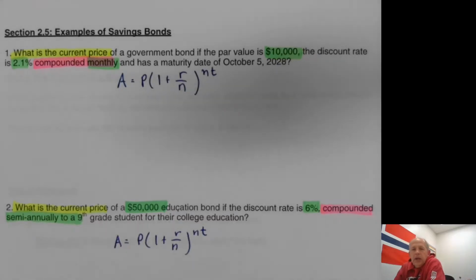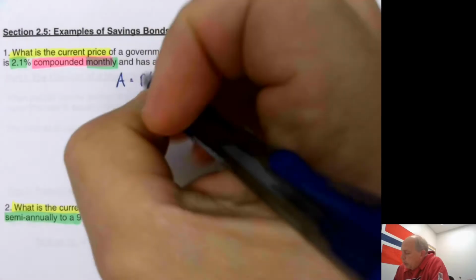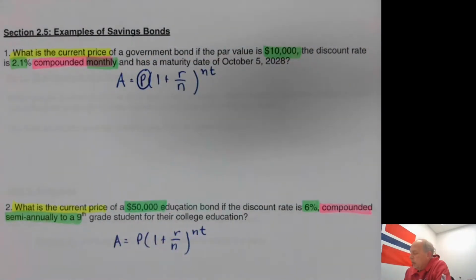So what we're going to look at in this video is the concept of figuring out the current price of a bond. What we have are two examples here, figuring out the current price of some bonds, knowing some information given some conditions. So what is the current price P? That's what we're going to be looking for in the problems.